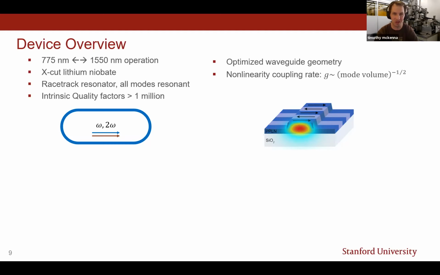This high of a quality factor really enabled the experiments. And we optimized the waveguide geometry for a few things, but the biggest thing was the nonlinear coupling rate, which goes like 1 over the square root of mode volume. So basically by having these highly confined modes, we can have a larger nonlinear coupling rate. And when you combine that with high intrinsic quality factors, we were able to do some interesting things.